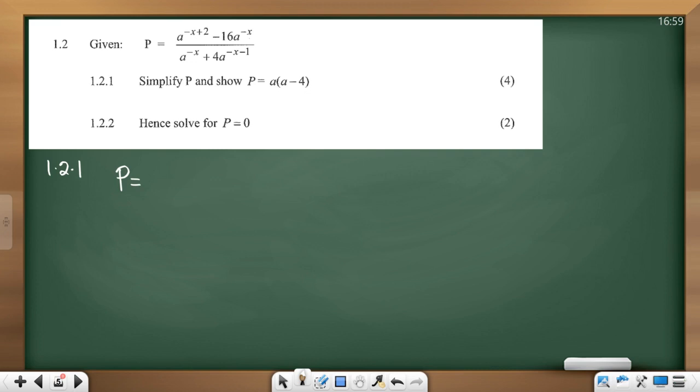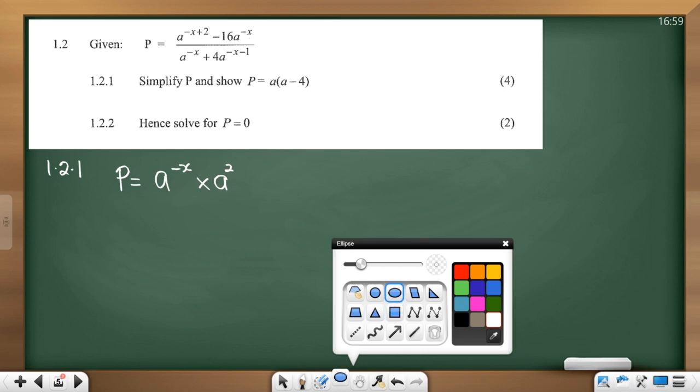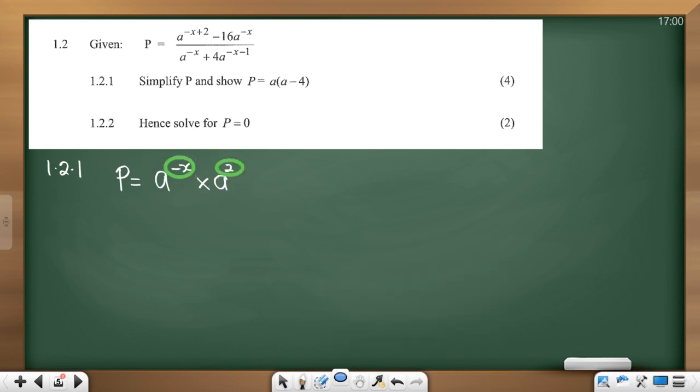Oh, wait. Laws of exponents. I am going to change my exponent just so that we see. A to the power negative x times a to the power 2. That's what that means. Remember, when your bases are equal, you add the exponents. So we are reversing: minus x plus 2. And because it's a plus, we multiply. If it was a minus, then we divide. I hope that makes sense.